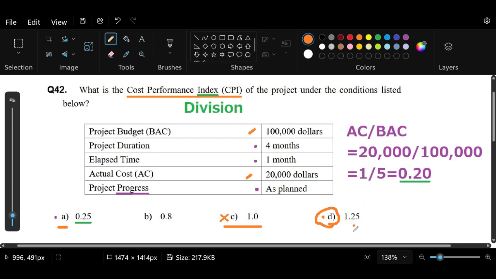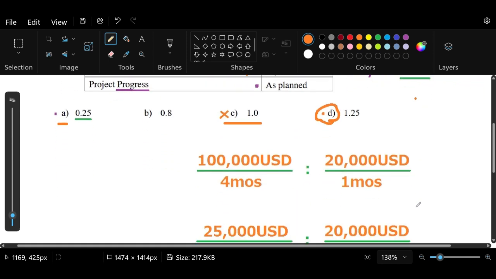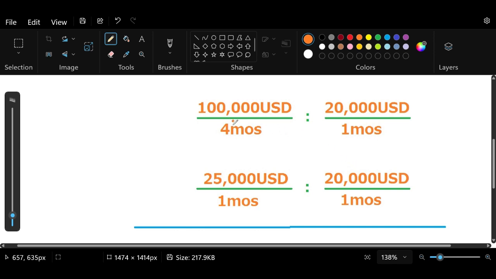Now, if it's really 1.25, how did we get 1.25 as the correct answer? If for 100,000 US dollars we do the project as planned for 4 months, and right now we have an actual cost of 20,000 US dollars, and we are at month 1. If we divide 100,000 by 4, we get this. And so we have the same month, 1 month, but there is a difference between the budget, 25,000, and 20,000, which is the actual cost.